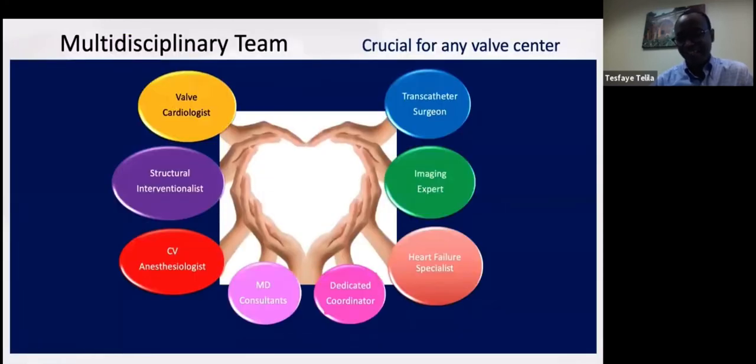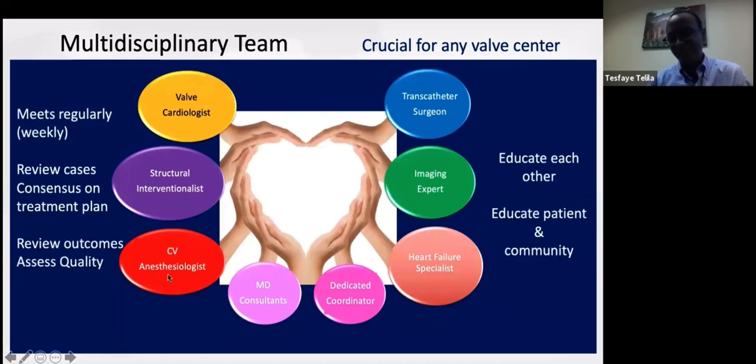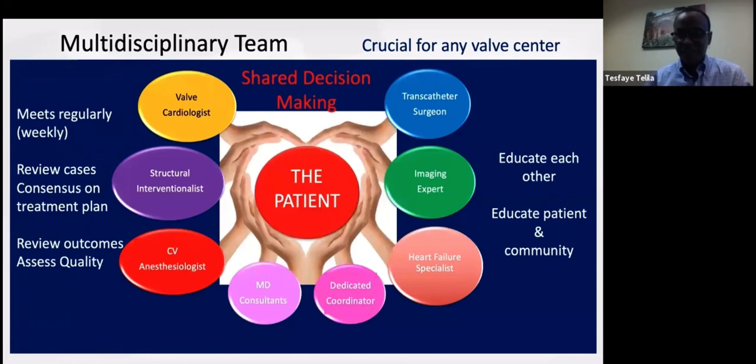So in a nutshell, structural heart disease is a rapidly evolving field of cardiovascular medicine, and it's not just you. This is teamwork. You need a cardiologist, a vascular surgeon, imagers, heart failure doctors, anesthesiologists. So it's kind of a team approach. No procedure is done just by one person. We have the surgeon at the table who is helping. So the patient is actually in the center of this care. So it is a very exciting time.